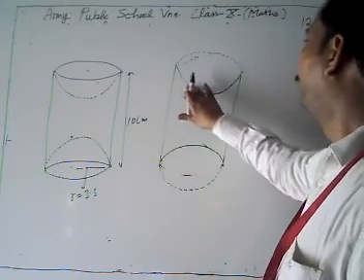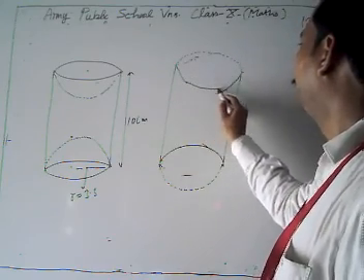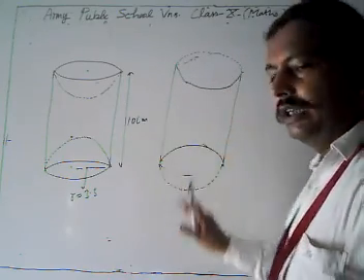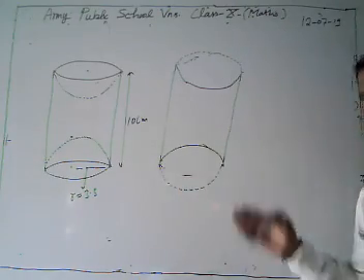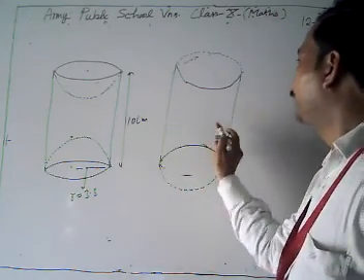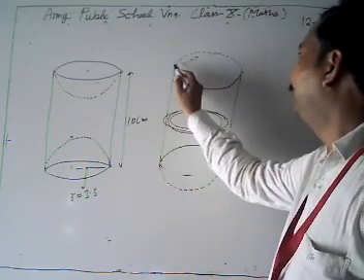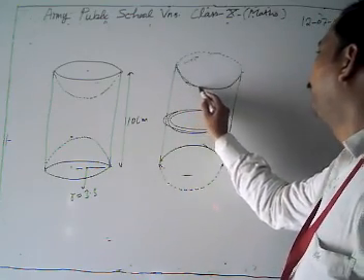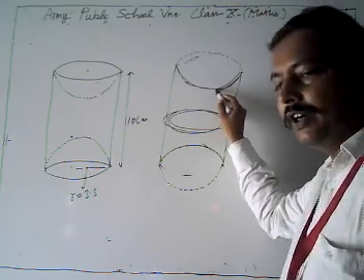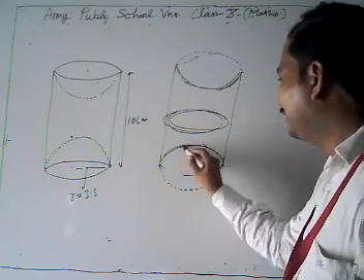Now when we scoop this out, we have a figure like this. To get the TSA of this solid, first we have to find the curved surface area of the cylinder. Then we have to find the curved surface area of this hemisphere, and this is a hemisphere.